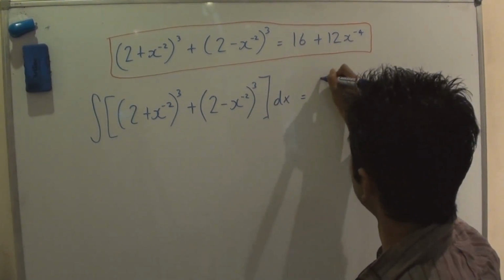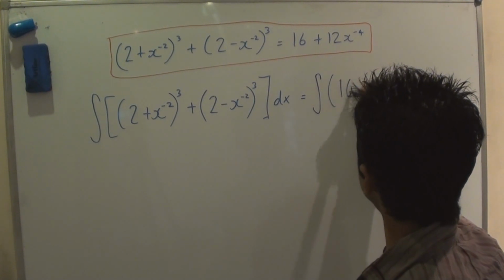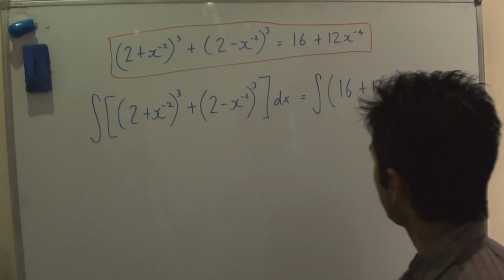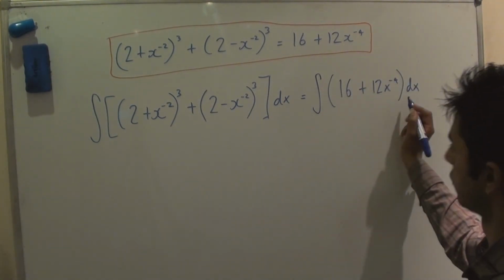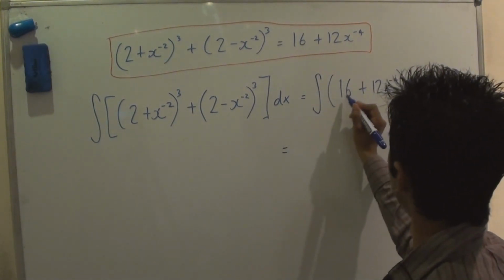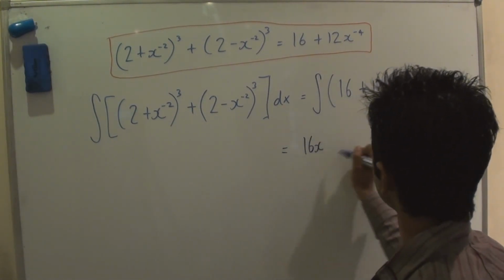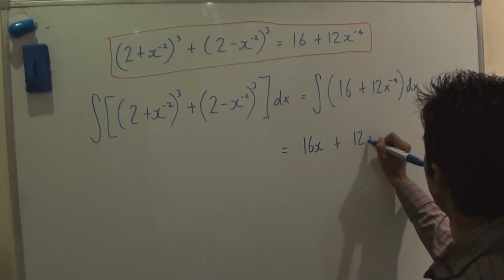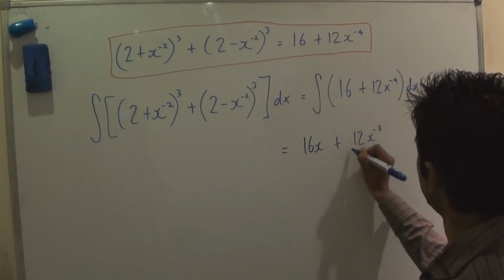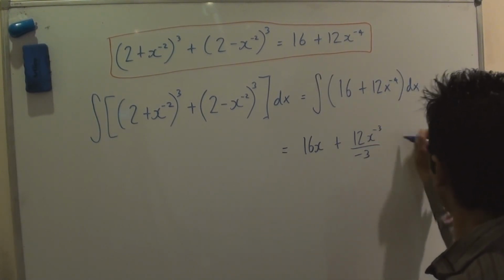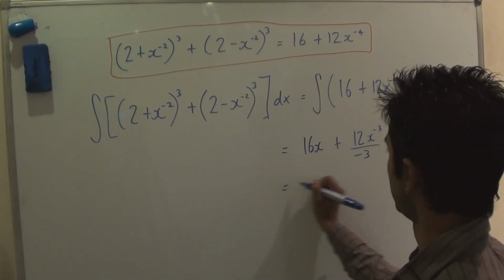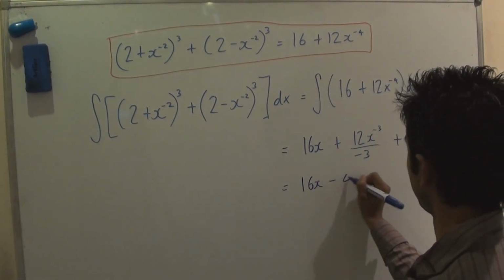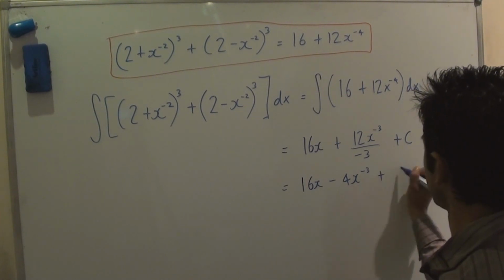So the integral of this is equal to the integral of 16 plus 12x to the power of minus 4 dx. Now, we can easily integrate this. So, integral of 16 is 16x plus the integral of 12x to the minus 4 is 12x, add 1 to the power, so that's minus 3, divided by your new power of minus 3, and then don't forget to add c. Let's tidy this up a little bit. 16x, and then 12 divided by minus 3 is minus 4x to the minus 3 plus c.